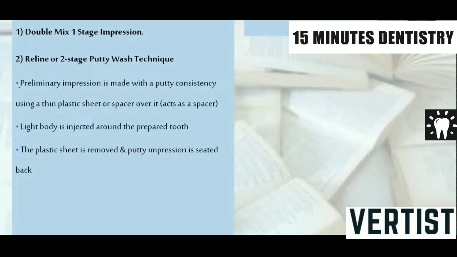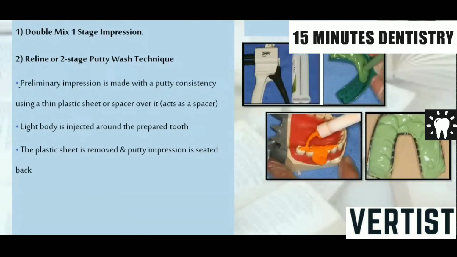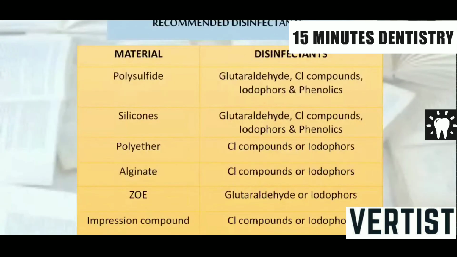But also there are two ways. Either we can do a one-stage impression or a two-stage impression. One stage means you make a putty impression, and along with it you put the light body in the patient's mouth. At the same time, you put that putty impression in the patient's mouth, so that both the materials, light body and putty, mix together. So that is the one-stage impression. But if you make a two-stage impression, you have to take a putty impression first, and then reline that with the light body in the latter stage. So the two consistencies of putty and light will be mixed at different times. So these are the materials and how you use them in your clinics.